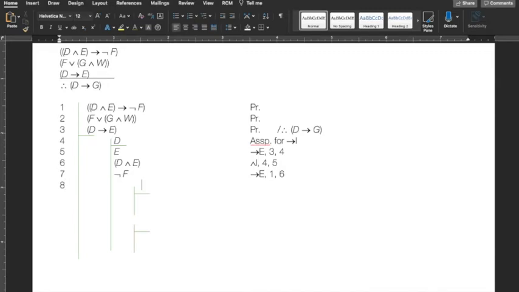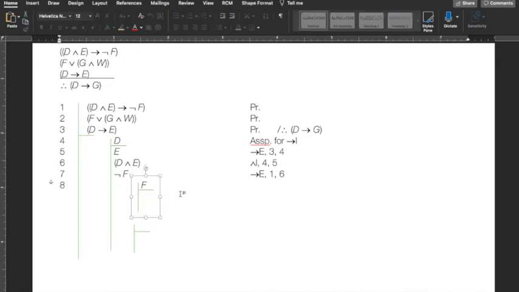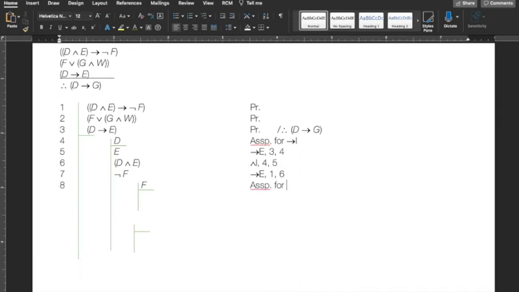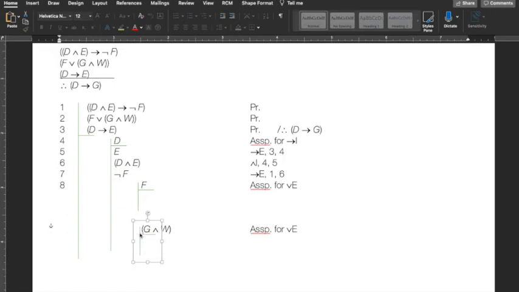So this one is going to start by assuming F, and then I need to mark that that's the start of a subproof and that's my assumption, and justify it as an assumption for disjunction elimination. Then I can go down a few lines. We don't know what numbered line this is going to be yet, but it needs to start by assuming the other disjunct, which is G and W. And that'll be another assumption for disjunction elimination. And again, we mark that that's our assumption.